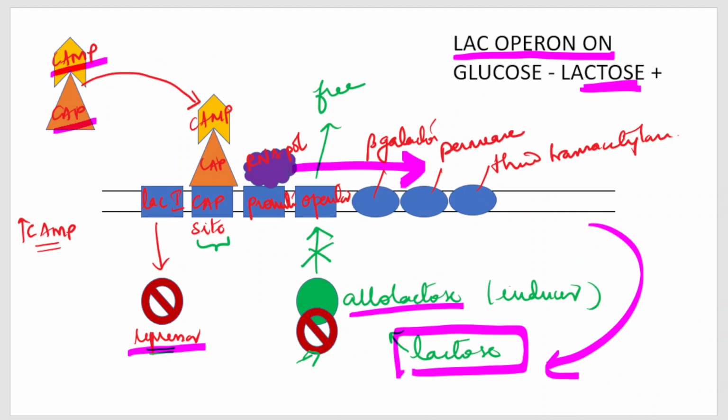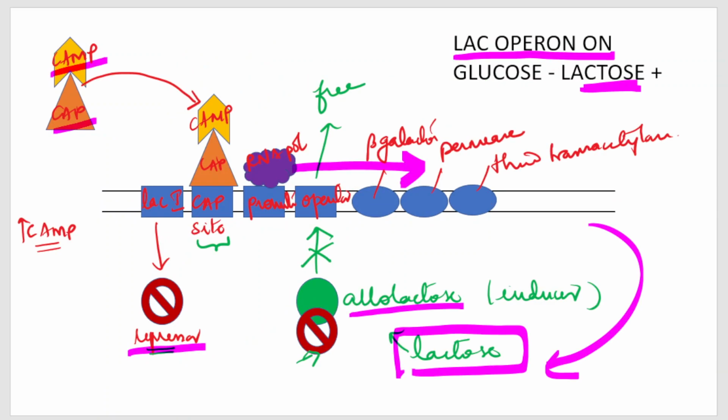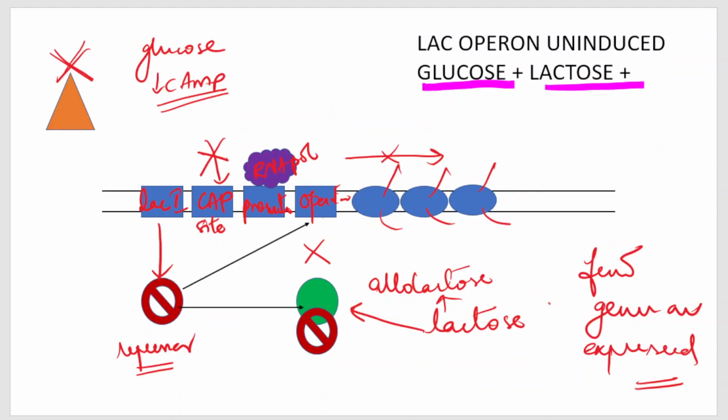So we have seen three scenarios wherein the LAC operon is off whenever glucose is present, and the LAC operon is on whenever lactose is present. And the LAC operon is uninduced whenever both glucose and lactose are present. So this is about the LAC operon concept.